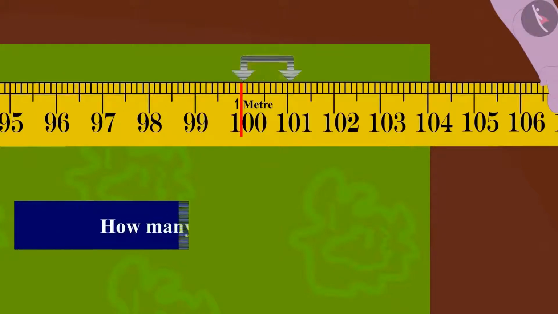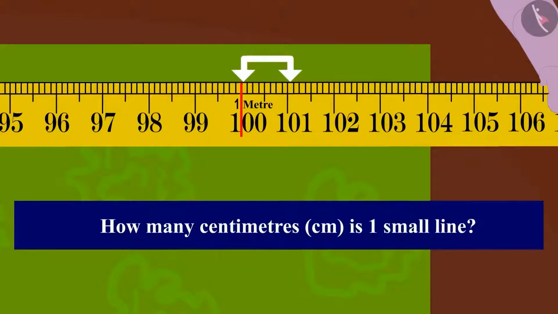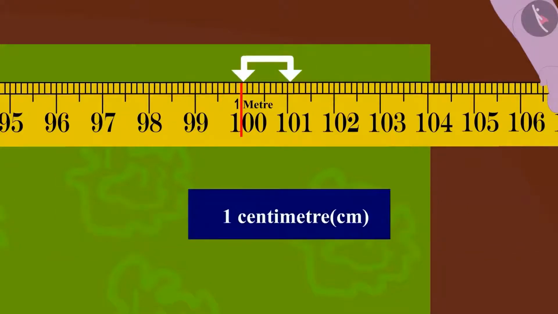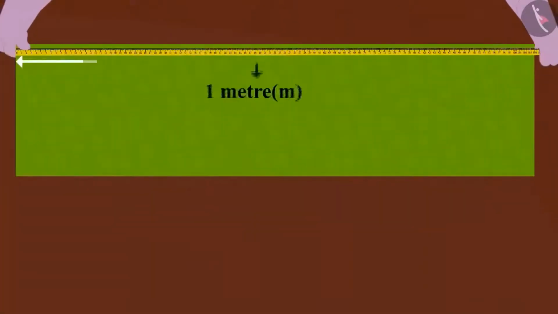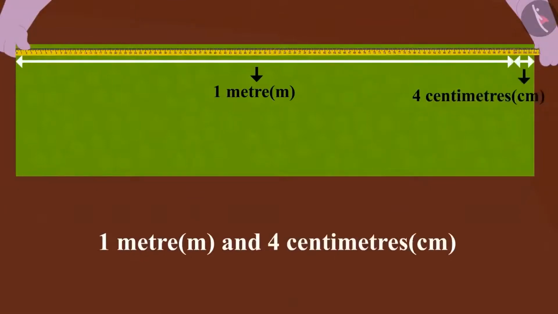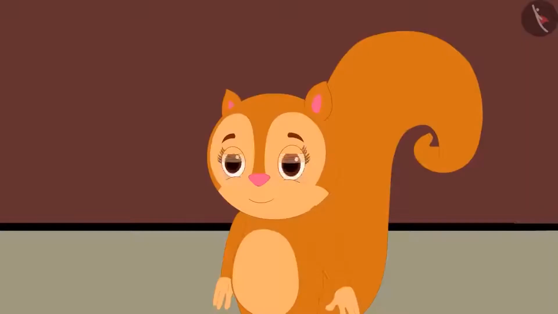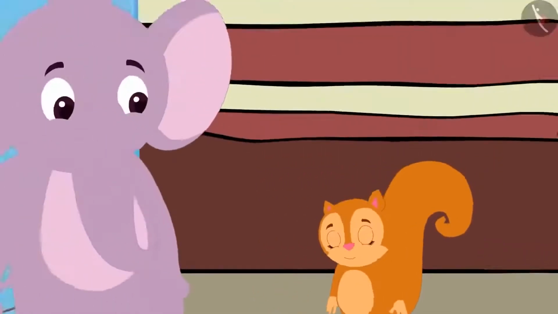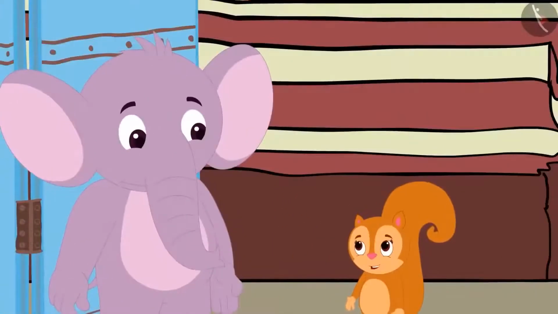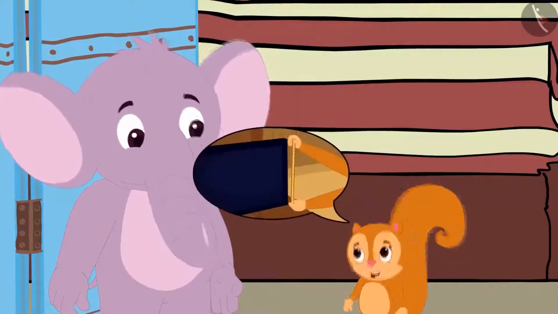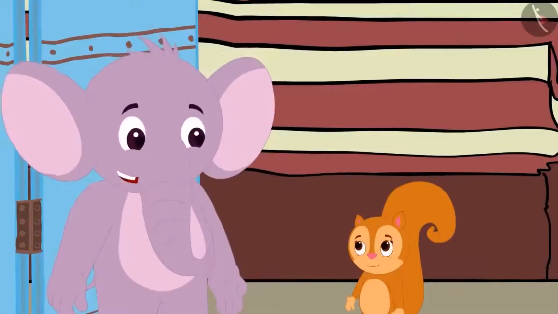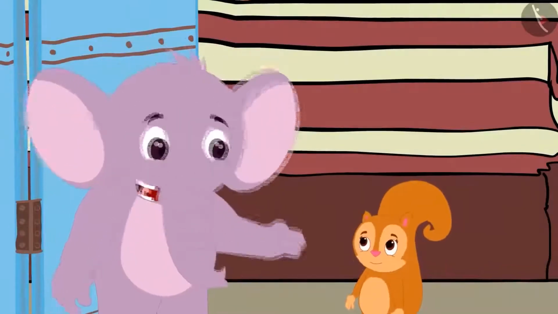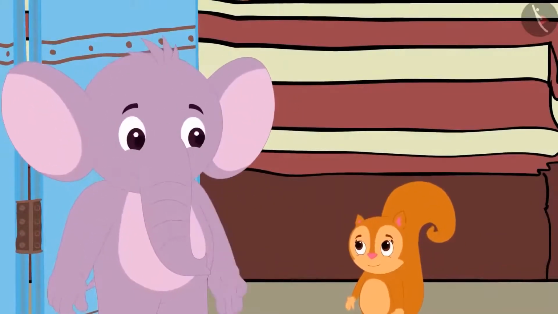But how many centimeters is one small line? 1 centimeter. This way, the length of this material is 1 meter and 4 centimeter. Chanda was shocked. She asked Appu, "Is this possible? Can the length of objects be measured using both meters and centimeters?" Appu laughed and said, "Yes, it is absolutely possible."